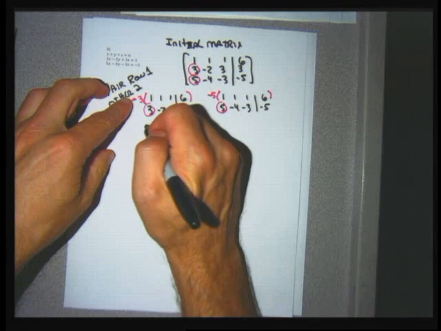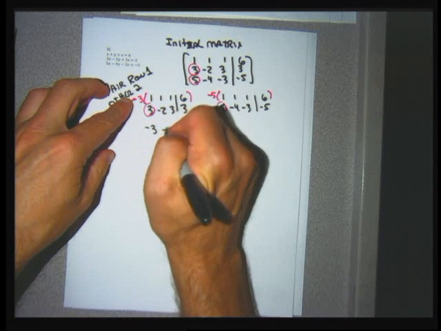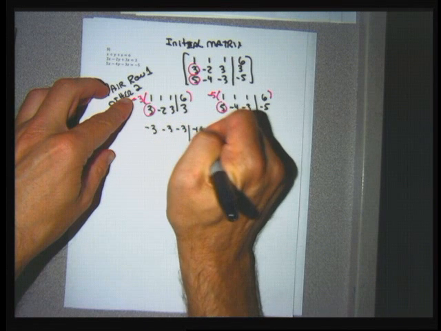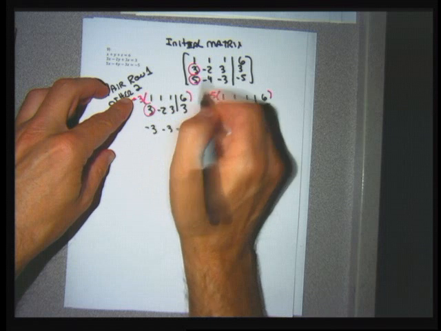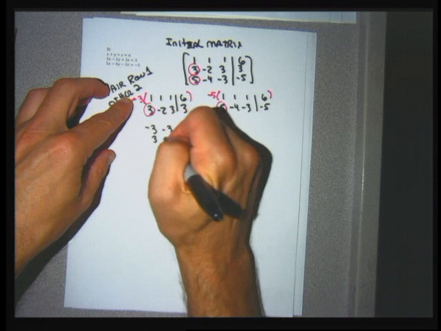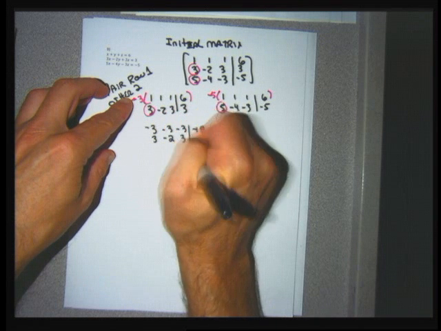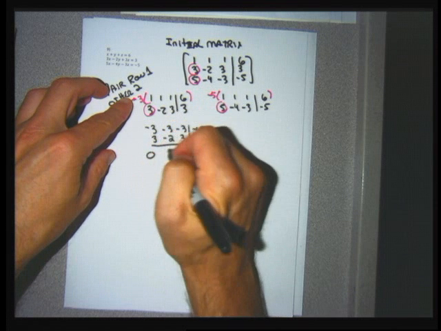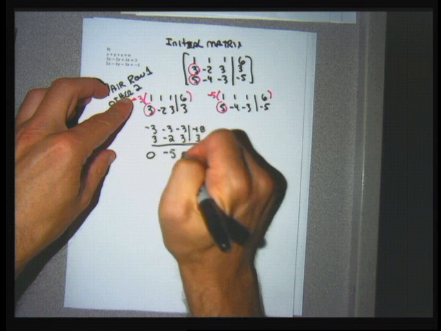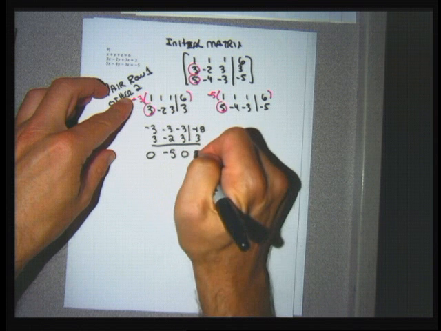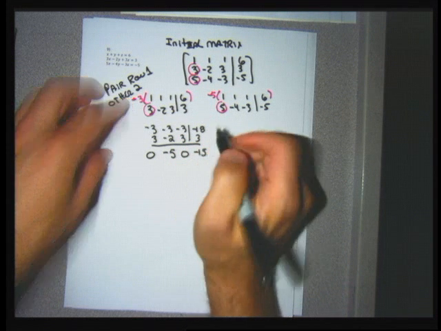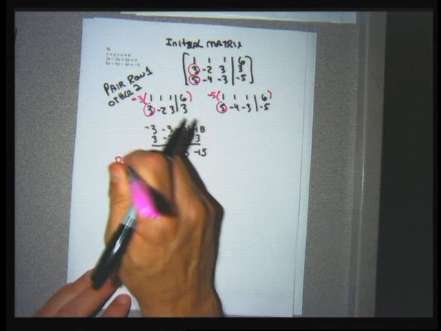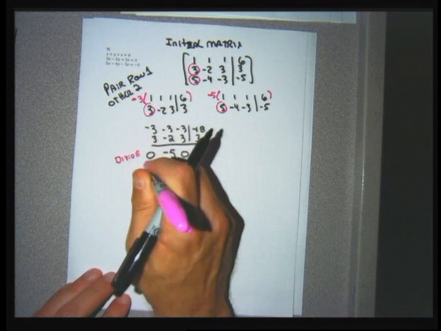So top by negative 3 gives me negative 3, negative 3, negative 3, negative 18. That's just multiplying everything in the top row by negative 3. Leave the bottom row at 3, negative 2, 3, and 3. Add these together, I get 0, negative 5, 0, negative 15. Can certainly divide that by negative 5 to make good things happen.